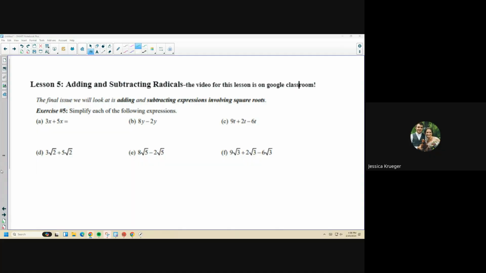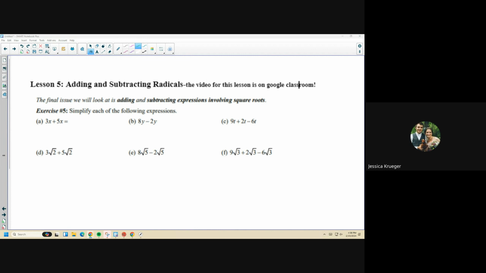You made it. This is the final lesson of their February break assignment. We're going to bring everything together. So we've done simplifying radicals, rational, irrational, multiplying, dividing, and now we're going to get to adding and subtracting.